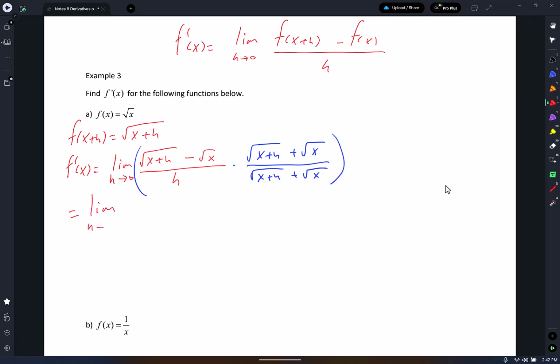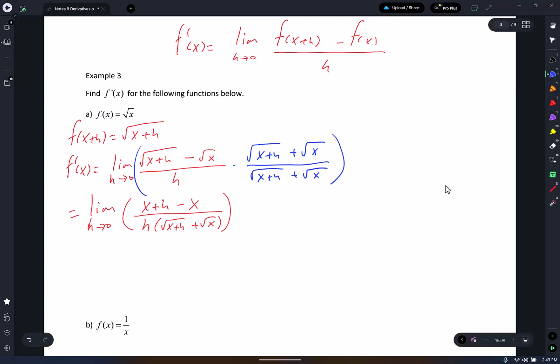Limit as h approaches 0. Square root of x times square root of x plus h, and square root of x plus h is going to be x plus h. Square root of x times square root of x is just going to be x. All over h parenthesis square root of x plus h plus square root of x. Close it. Close and then close. Okay? All right, next. What's going to zero out in the numerator? The x's. Now, once I cancel those out, what else can I cancel out next?